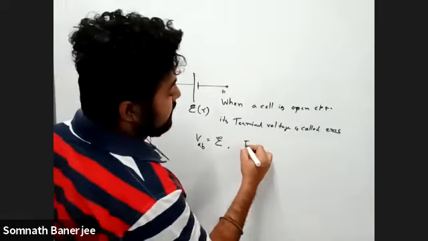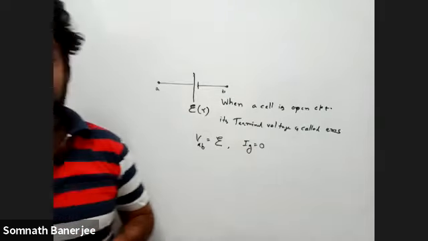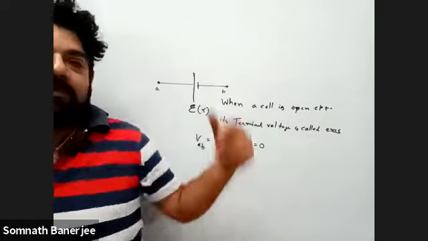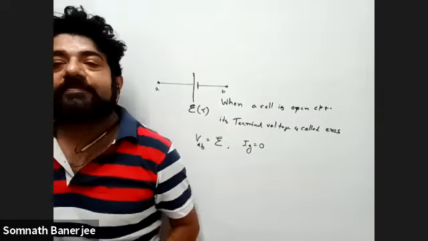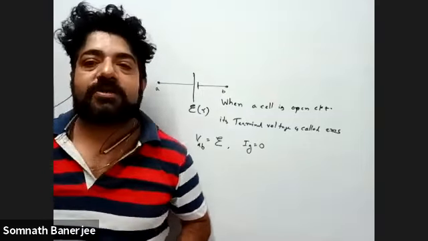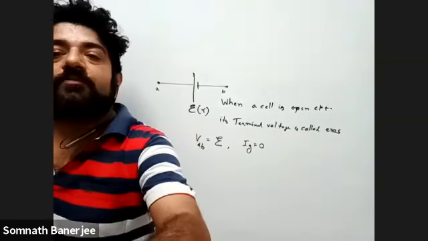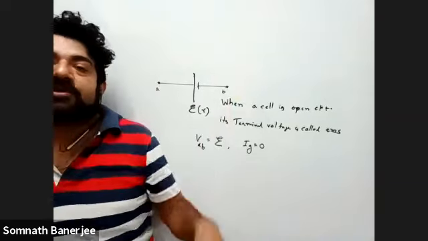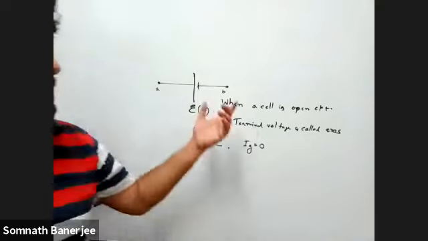What do you mean by open circuit? Open circuit means if you put a galvanometer, the deflection on the galvanometer is zero, meaning no current. If you put a voltmeter, then current flows, so it is not an open circuit. Try to understand what I want to say. If you put a galvanometer here and it shows zero deflection, it means no battery, no EMF is there.